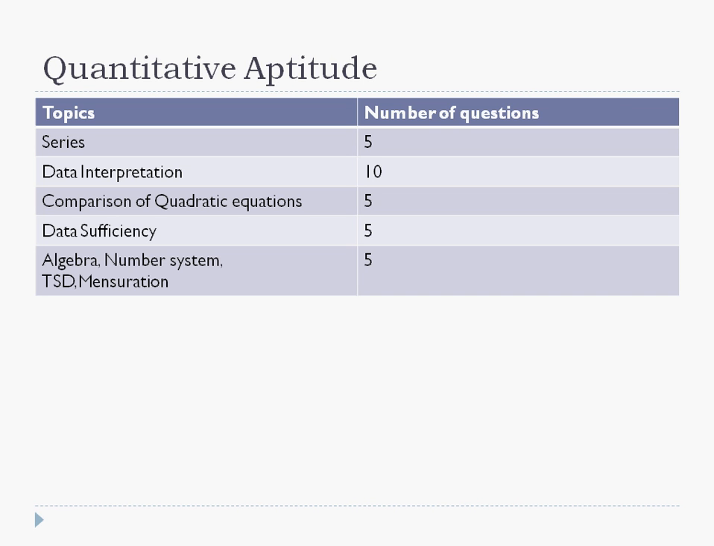In quantitative aptitude, there were around 5 sections. Series completion, and data interpretation, where 10 questions were there. Comparison of quadratic equations, 5, then data sufficiency, algebra, number system, and mensuration. Even if you're not comfortable with maths, you can skip the last one because only 5 questions were asked. You can focus on data interpretation, data sufficiency, and for that matter series, because you have to clear the cutoff in each section.